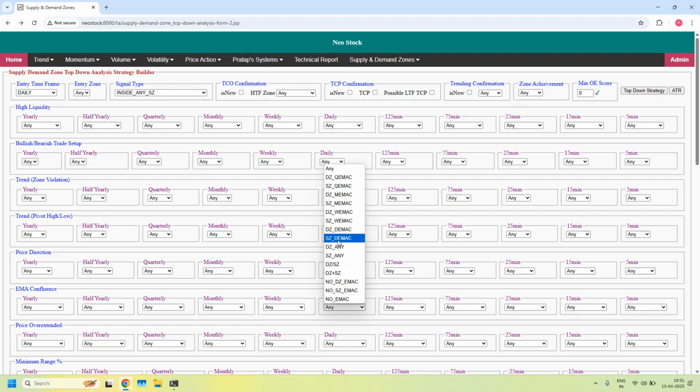Sorry, not demand zone, supply zone. Daily supply zone having daily EMA confluence. Because price closed inside the supply zone, you have to use only supply zone with EMA confluence. And also trend on the daily should not be sideways, it can be up or down.